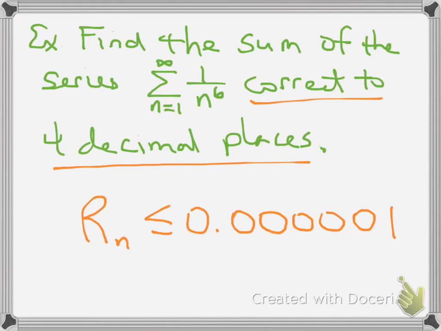But this is a P series. P is 6. It's greater than 1. We know it converges, and we prove that with the integral test. So I'm not going to go through all that work now because we've done the work to prove that. Now we're just doing this error-bound part.